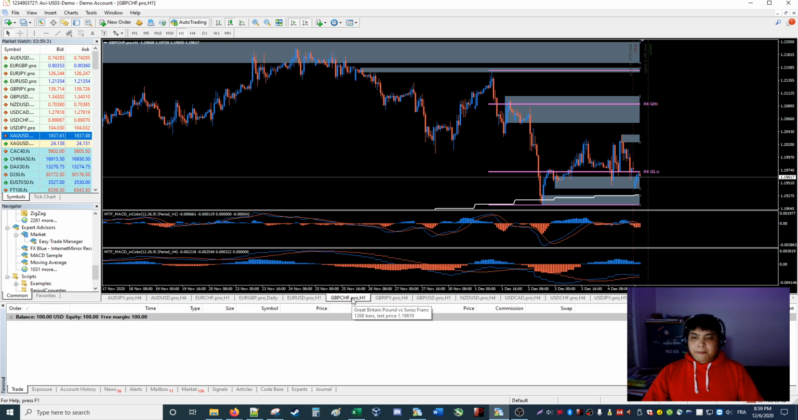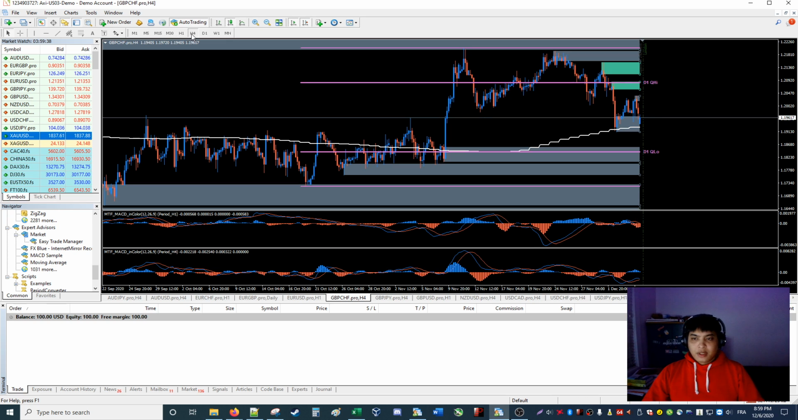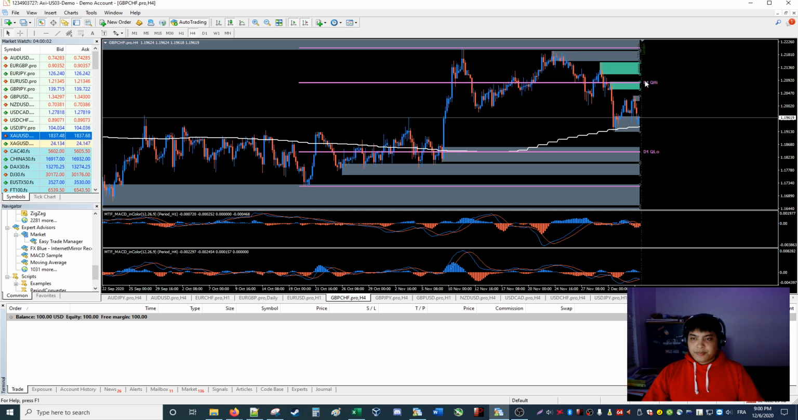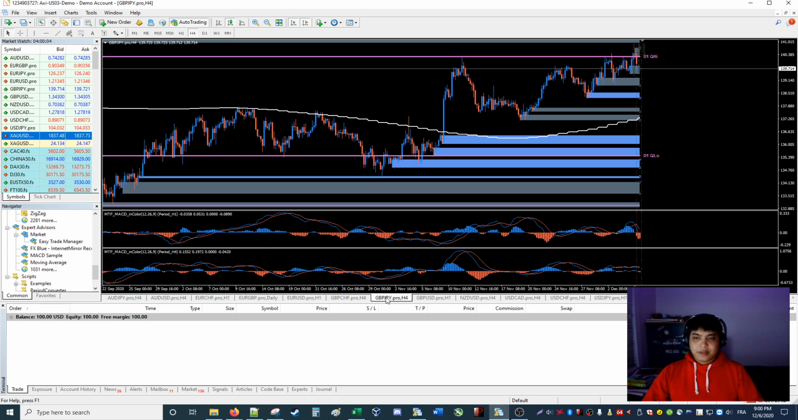GBP. H1 looks like it wants to go down. If you look at H4, we got that little bounce here. No, let's not touch this one. Basically, we're sitting right in the middle of the D1 range. We can't touch this one.